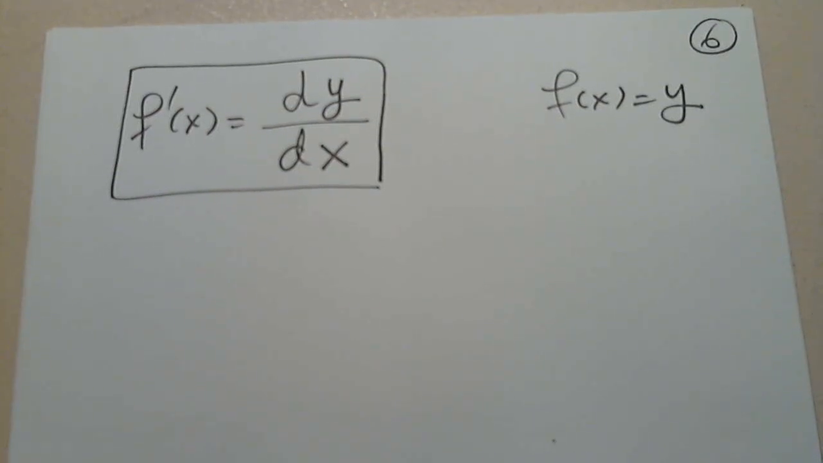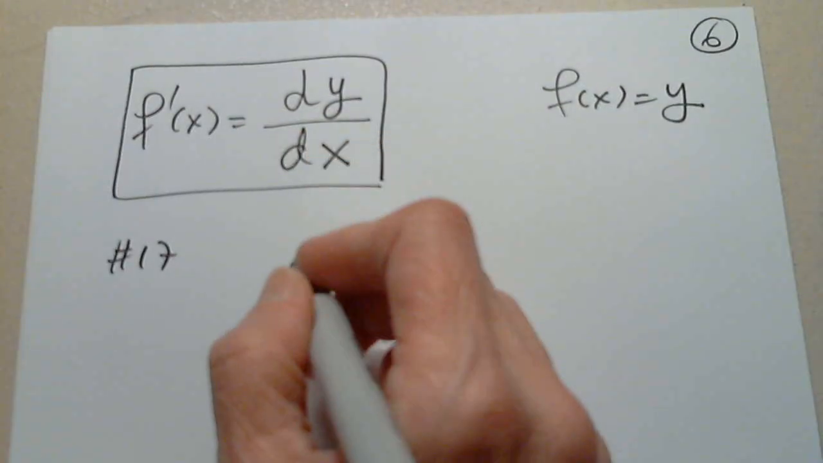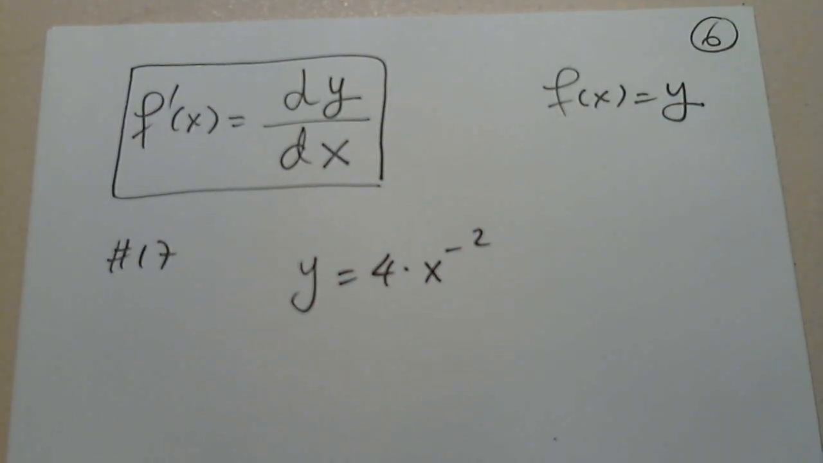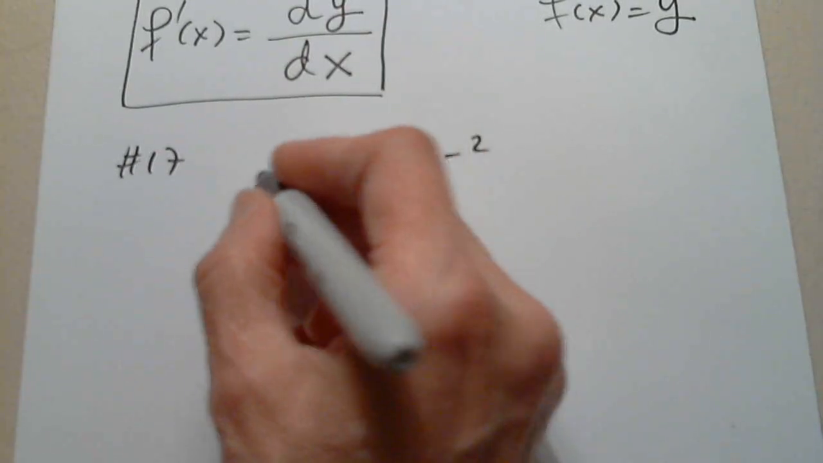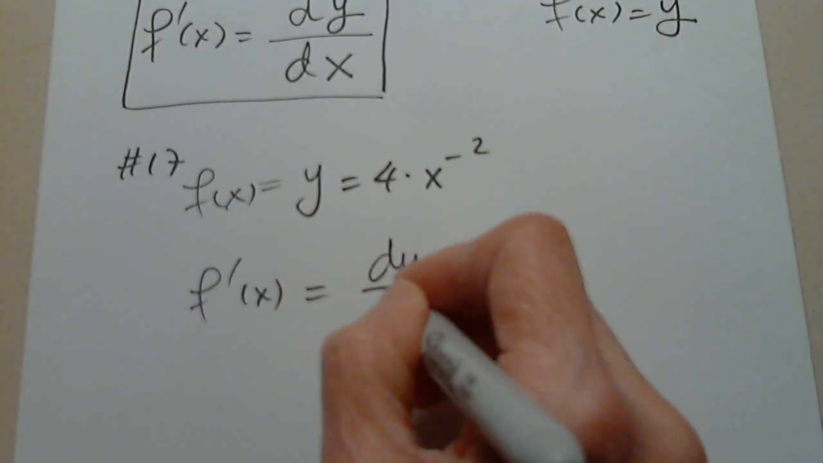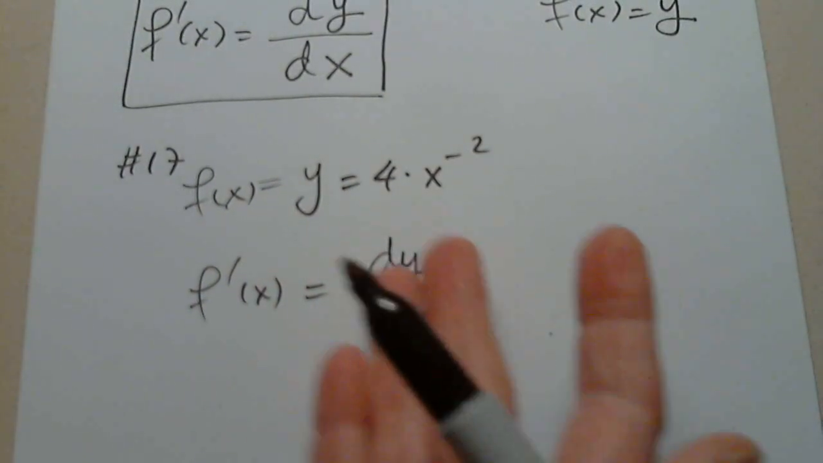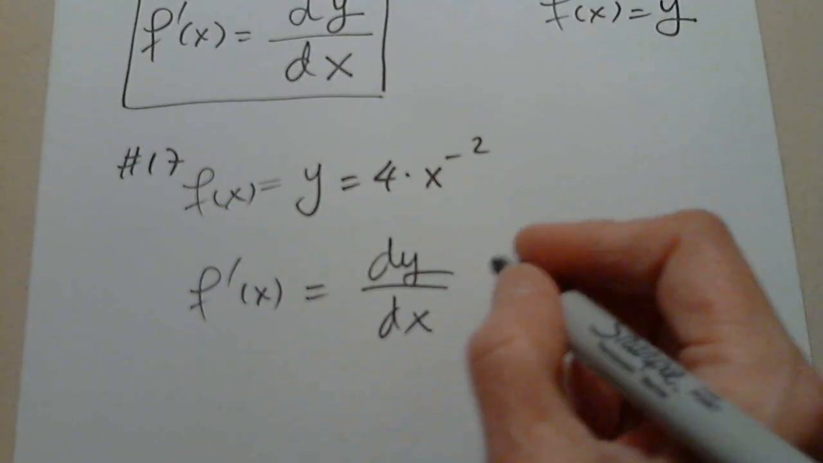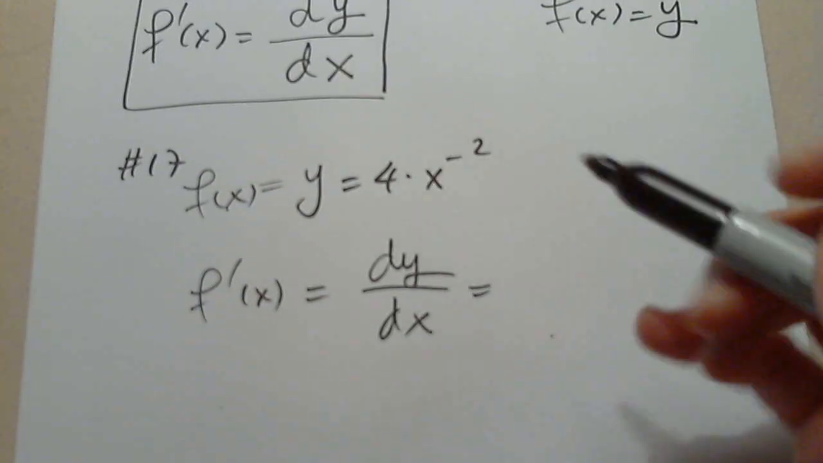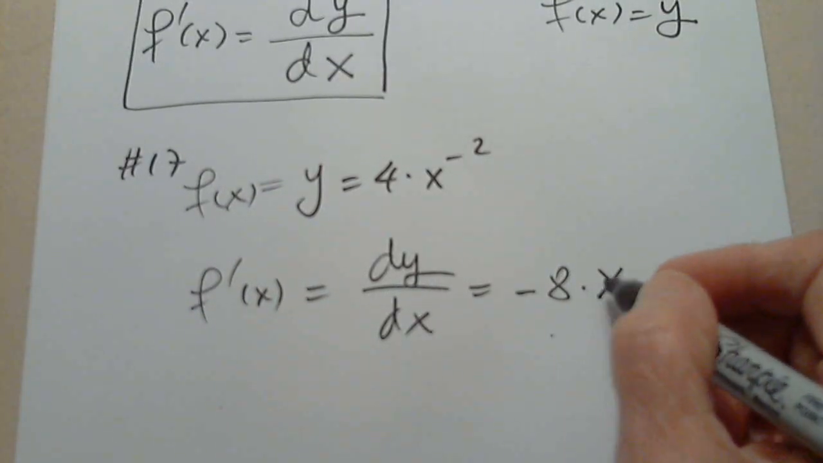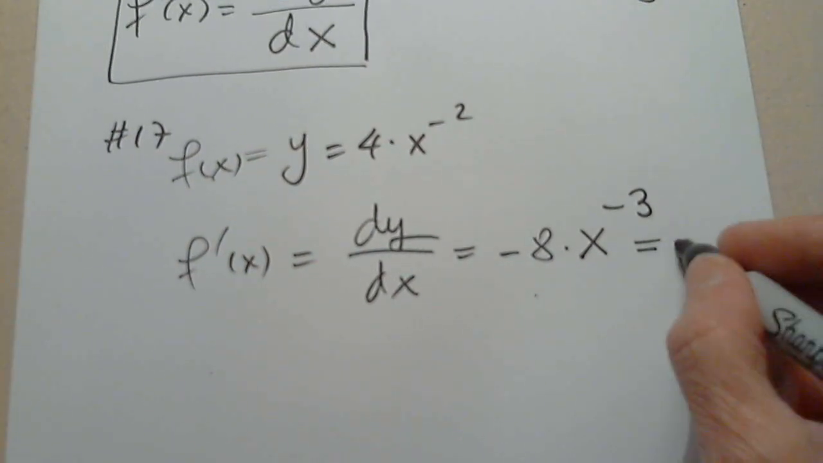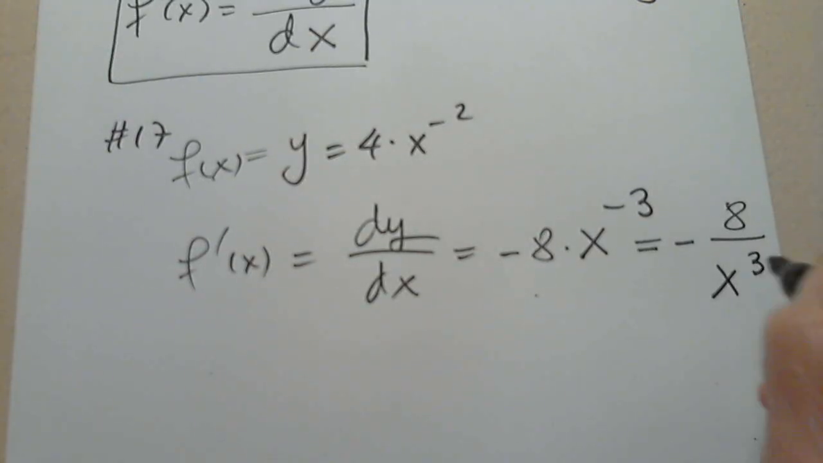Okay, I will pick 17, and then you pick the next one. So y equals 4 times x to negative 2. Good. We're asked to find, if you want, this is our f of x. If you like to write f prime of x, if you like to write dy over dx, the derivative of function f or function y with respect to x. We bring down the power, and we have to multiply by 4. So we get negative 8 times x to negative 2 minus 1, which is negative 3. And yes, we should write it like this as the final answer.